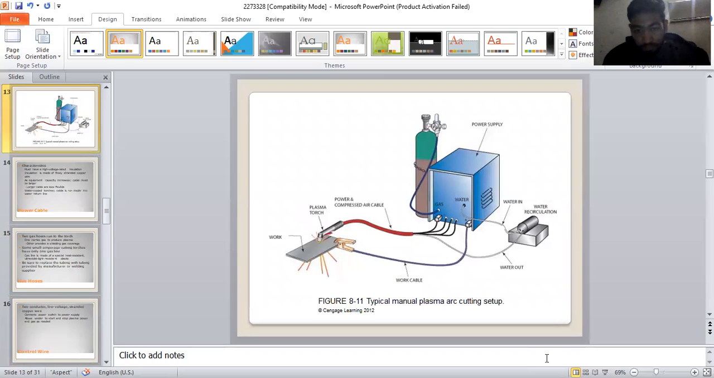Now this is the diagram for typical plasma arc cutting. You can see the power supply, the gas supply, the working material, and the cables. It has a complete electrical loop. We can connect an electrode to the working part and then give a positive charge to the power supply. In this way we can complete the electrical circuit, and this is how it works.